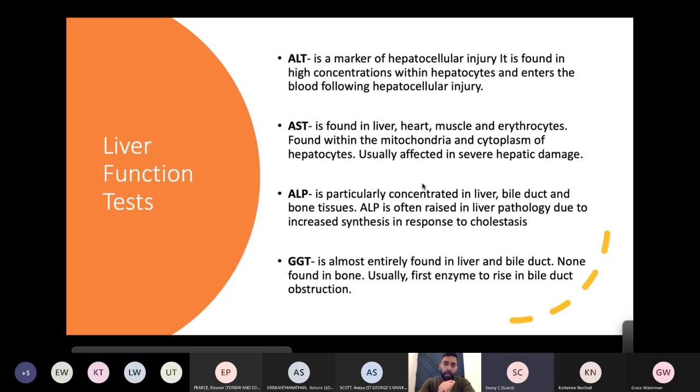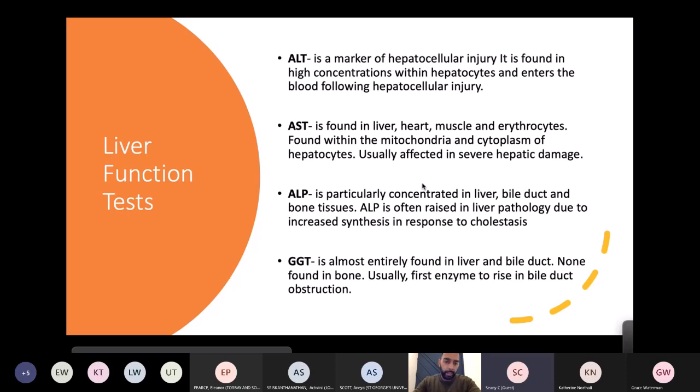AST, I don't actually remember what it's called, but I think of it as a systemic test. The reason is it's not exclusively found in the liver. A lot of it is, but it's also found in heart tissue, muscle, and some blood cells. So it tends to rise with ALT, and it can also rise quite high in end-stage liver disease, when there's liver cirrhosis and things like that. So these two markers are very sensitive for liver damage.